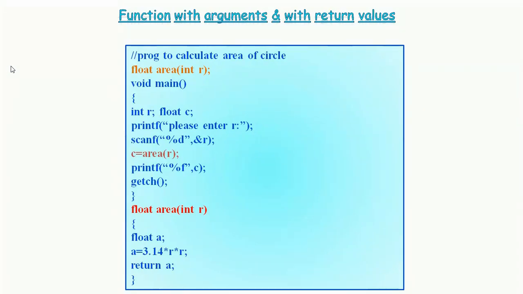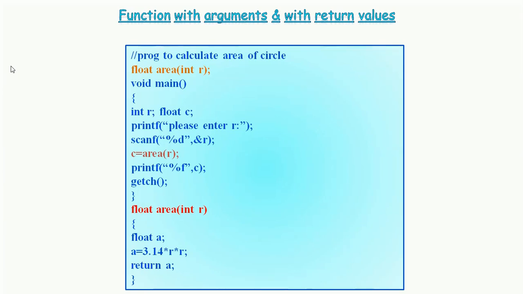In this program we are calculating the area of circle. First of all, we are declaring the function. For declaring the function, because function is returning value and that value is of float type, we need to write float, and the name of the function is area. And because the value of r is given as an input from the main function to the area function, we need to declare that variable here. In the main function we are calling the area function.